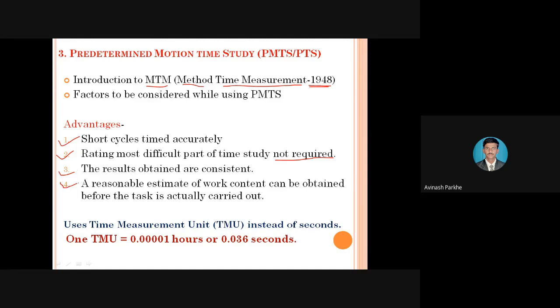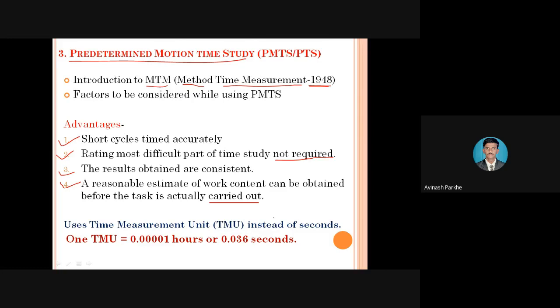And the last important advantage is that a reasonable estimate of the work content can be obtained before the task is actually carried out. I have given the example. Before starting your activity, your task, your machine, your job, whatever rough value I am giving, this PMTS plays a very important role.